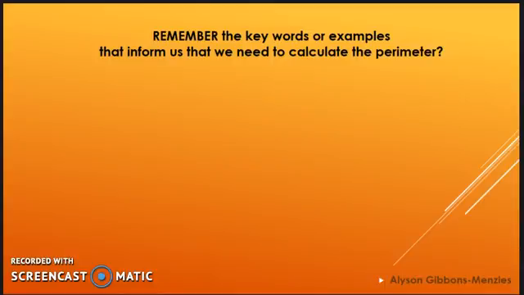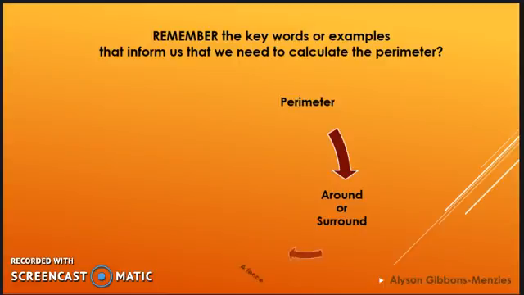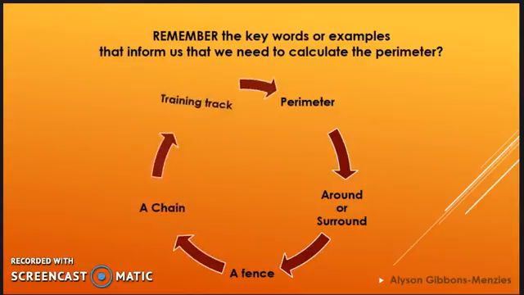Do you remember the key words and examples that inform us that we need to calculate the perimeter? Obviously the name perimeter. Anything that goes around or surrounds an object is the perimeter. A fence goes around the perimeter of a garden. A chain. And of course the example of the training track. This is the perimeter of the running track.